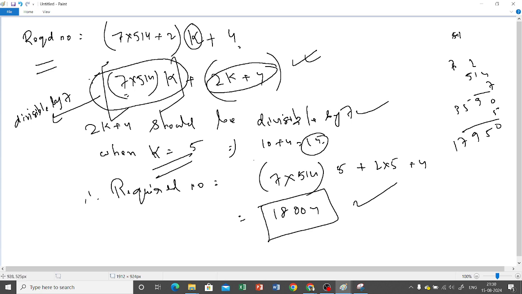I am looking at different values of k. When k is 5, I am getting 2 × 5 + 4, that is 14. So 14 is divisible by 7. Okay, 14 is divisible by 7, and hence if you put k as 5, we are getting 18004.